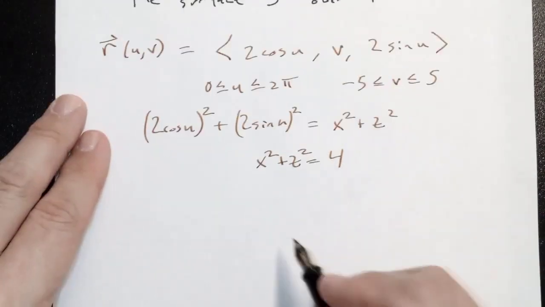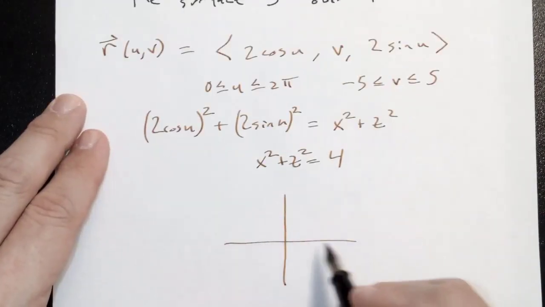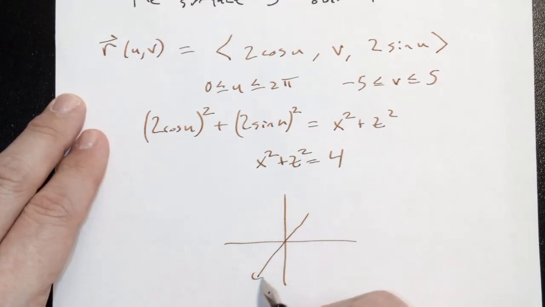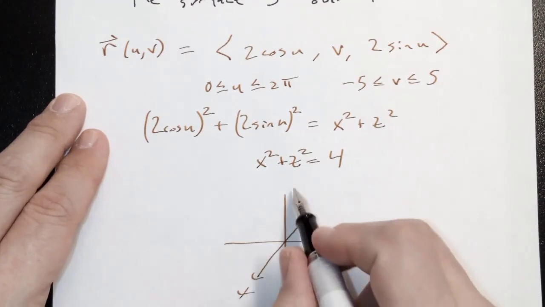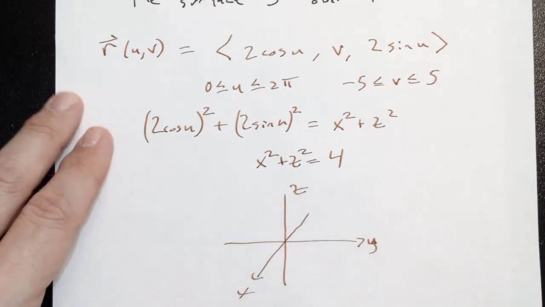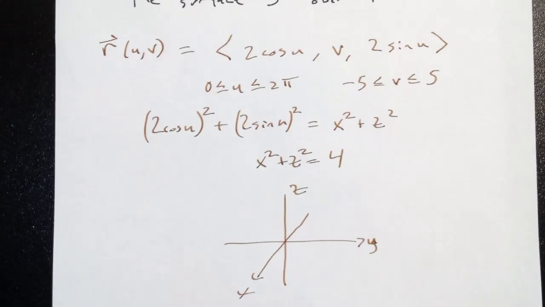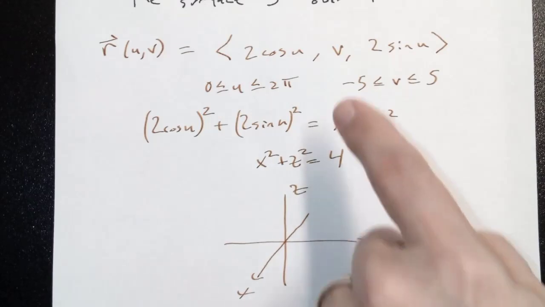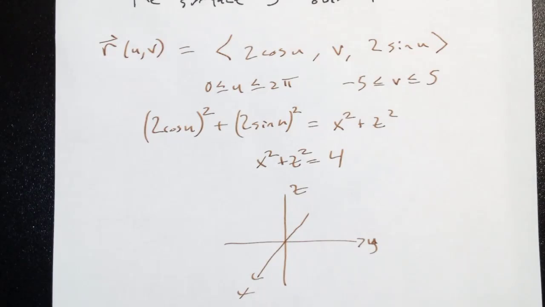Wait a second. In x and z, it's a circle, but y is free. The only thing I know about y is it goes from -5 to 5. It doesn't have any effect on x, doesn't have any effect on z. Sorry, the parameter V doesn't have any effect on x or z. What's this shape look like? Cylinder. It's a finite piece of a cylinder.